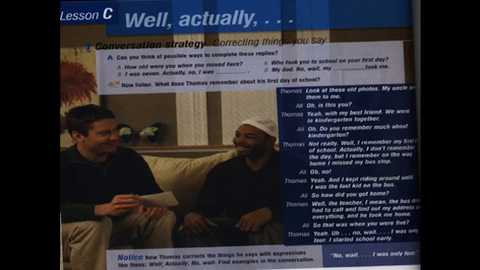So, dear students, this is the way to correct what you say or the things you say. We can correct ourselves by using actually, I will or will, and I mean. Notice how Thomas corrects the things he says with expressions like well, actually, and no, wait. Okay, clear?